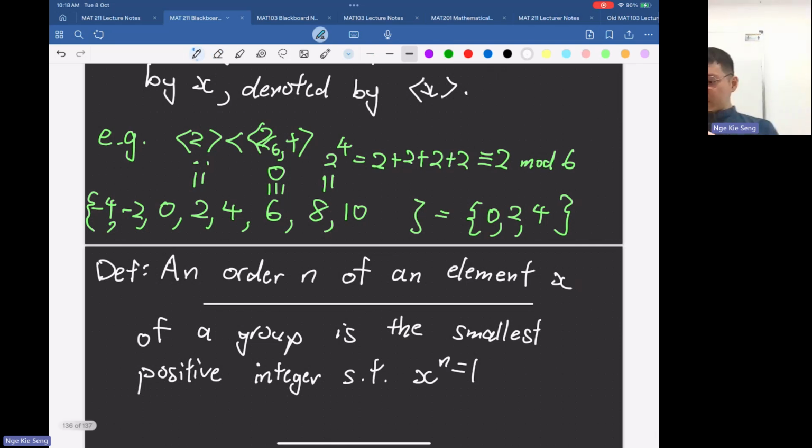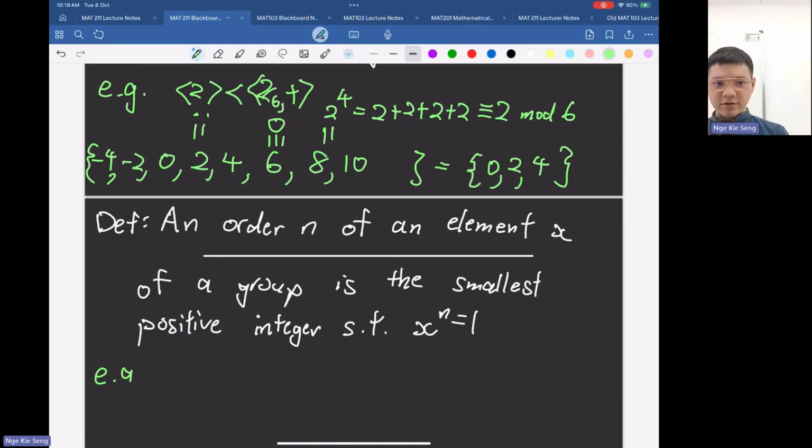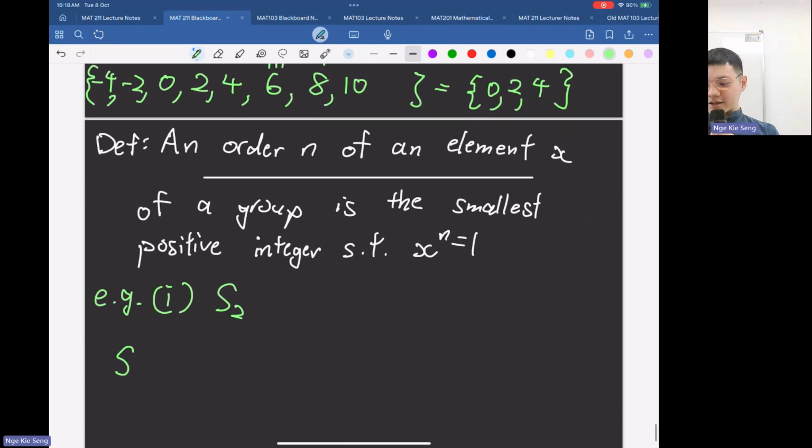Let's try examples. Let's look at a few groups that we know. For example, let's look at S2. In S2 there is really one non-trivial element to look at, right? What's the non-trivial element here? How many elements in S2 do you know? 2. How do you know there are only 2? How about another question: how about Sn? What's the cardinality of Sn?